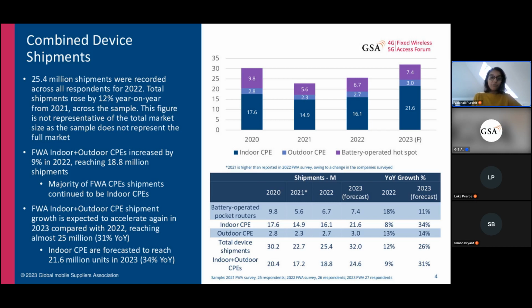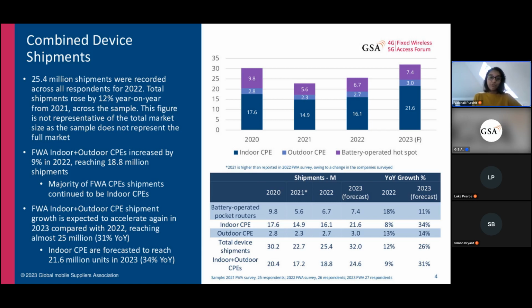To assess its current performance, let us first take a look at the market for CPE products based on the survey we conducted this year. Device shipments include both indoor and outdoor CPE and battery-operated hotspots. Results are the combined actual shipments of all 26 respondents who participated in this survey, which covers major manufacturers of fixed wireless access CPE equipment. Please note that these figures are a sample size rather than representative of the full market.